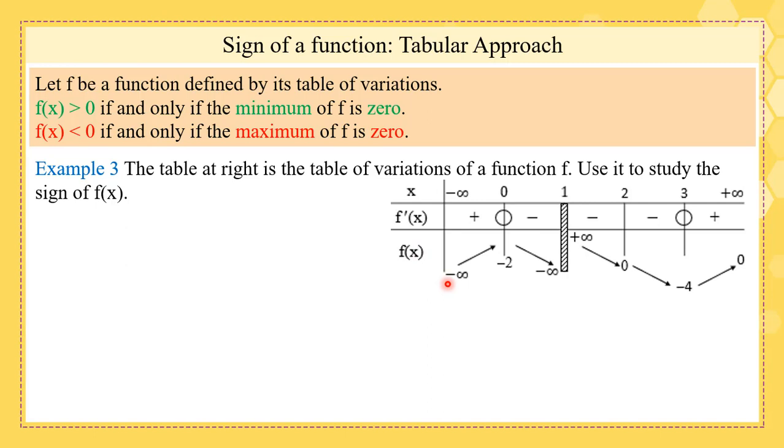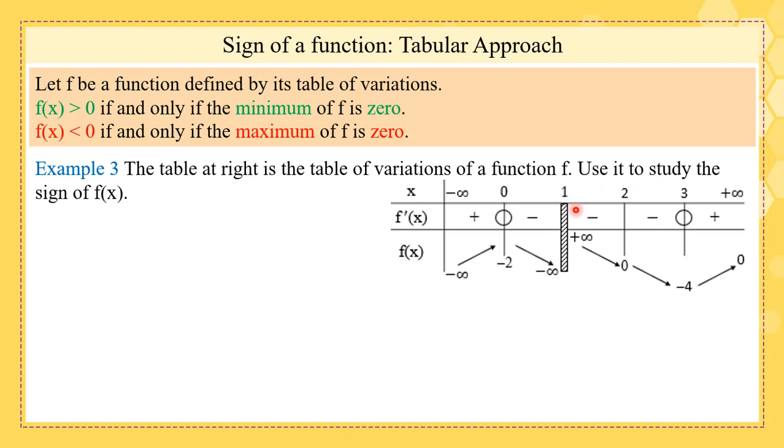For example, f of x here varies from negative infinity to negative 2 and then from negative 2 to negative infinity. So we can say that f of x in this region is negative. Now here it varies from positive infinity to 0, then from 0 to negative 4, and then from negative 4 to 0. So here it's sometimes positive and sometimes negative, and it's sometimes 0.